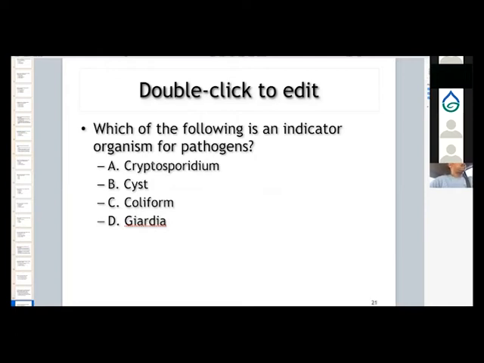Which of the following is an indicator organism for pathogens? The answer is C, coliform. So coliform bacteria is an indicator, and that's what we use in testing for pathogens in water treatment.